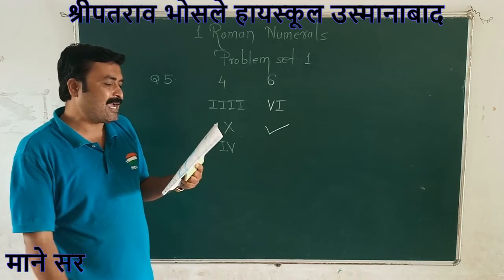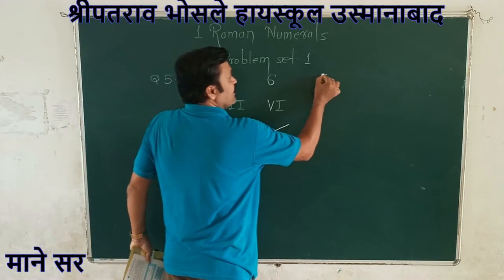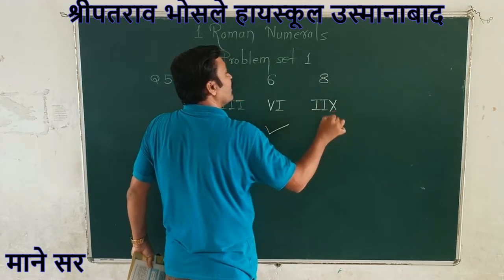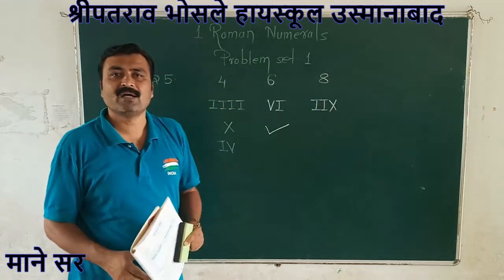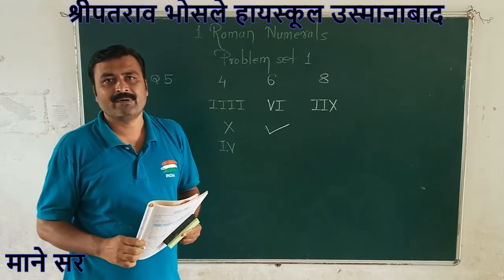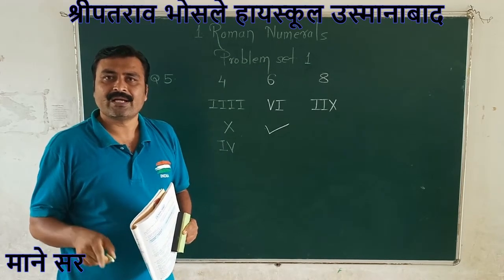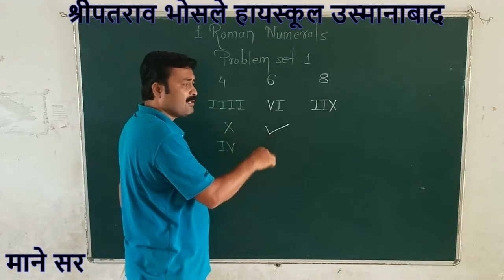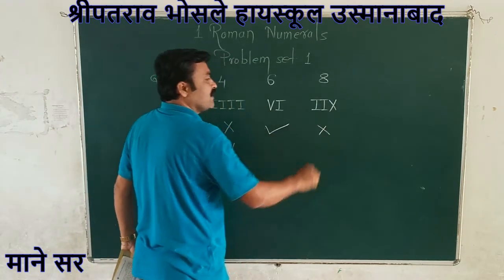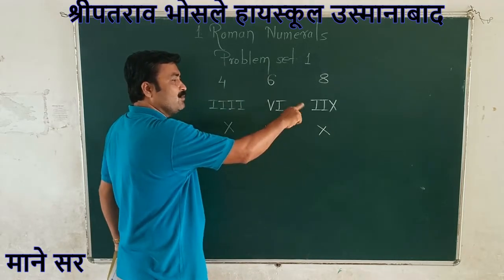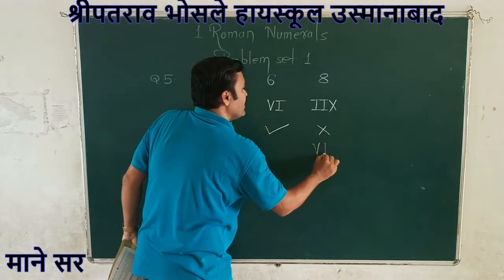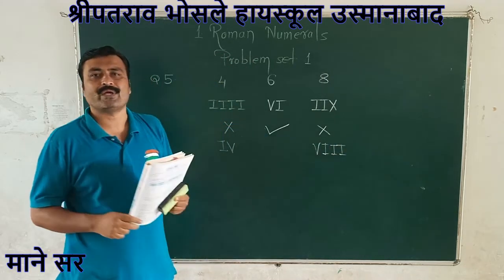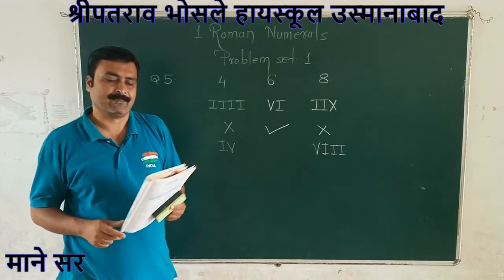Third example, 8, that is given in the box, and for that number 8, the Roman sign given is double IX. But while writing 8, we always write V triple I. So this is the wrong pair. So we put a wrong sign into the box and we try to correct it. That is V triple I. So 8 we can write as V triple I.